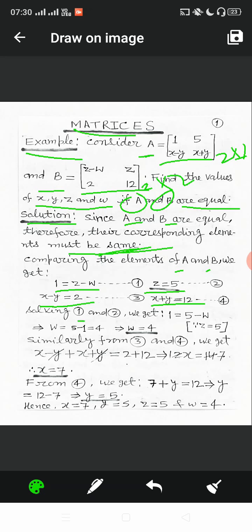Solving 1 and 2, we get z is equal to 5 and w is equal to 4. Similarly, solving 3 and 4, we get x is equal to 7. Putting the value of x in equation 4, we get y is equal to 5. Hence, x is equal to 7, y is equal to 5, z is equal to 5 and w is equal to 4.